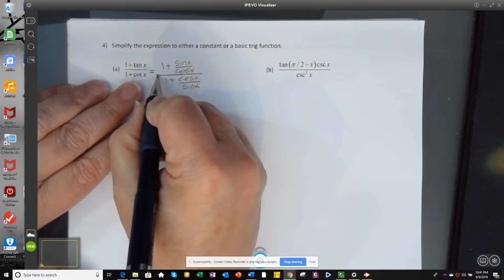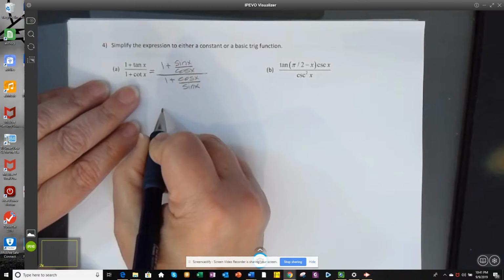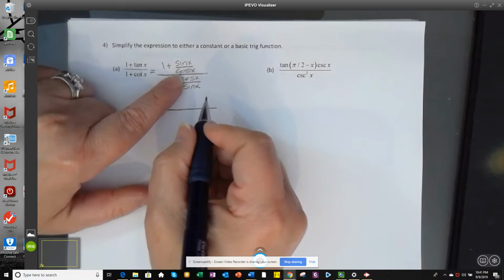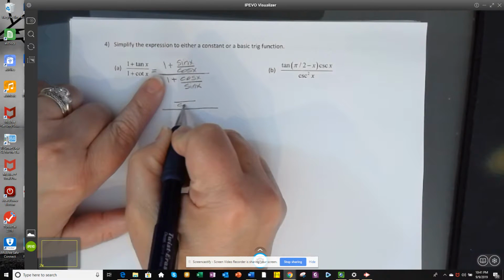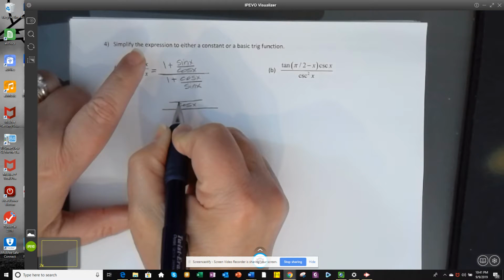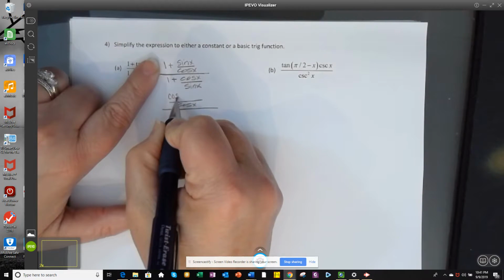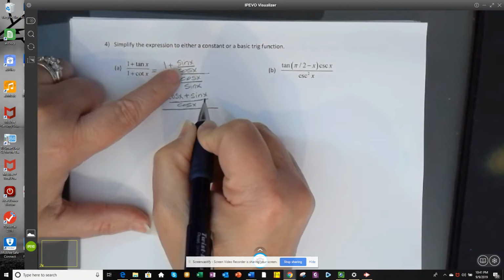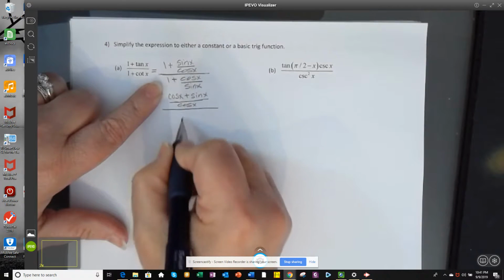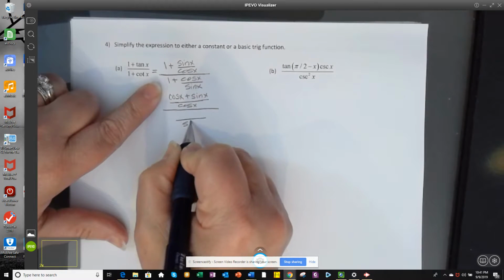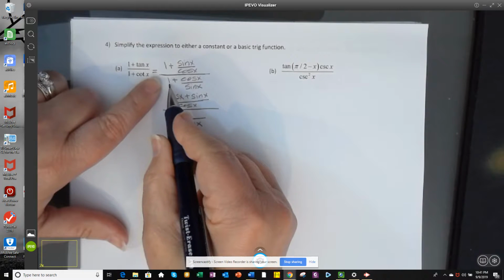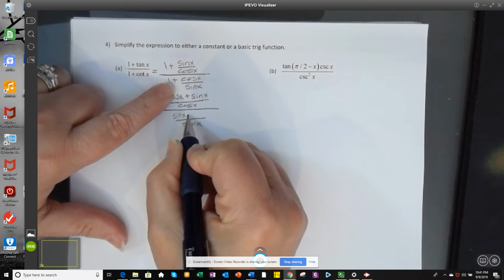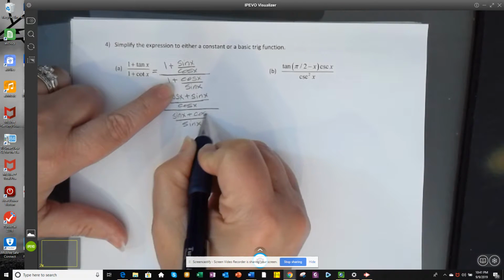And this is where the algebra gets a little bit complicated, but it's not impossible. I'm going to find a common denominator in the numerator, which would be cosine. I have to multiply the 1 by cosine over cosine. So this is cosine x plus sine x, because this one already has a denominator. And then the denominator needs a common denominator, which is sine x. I'm going to multiply this 1 by sine x over sine x, which gives sine x, plus this one, which doesn't have to be multiplied by anything because it already has a denominator.